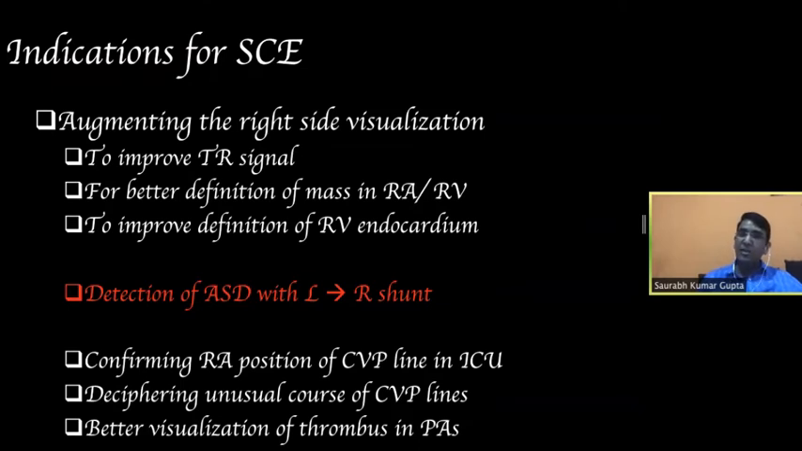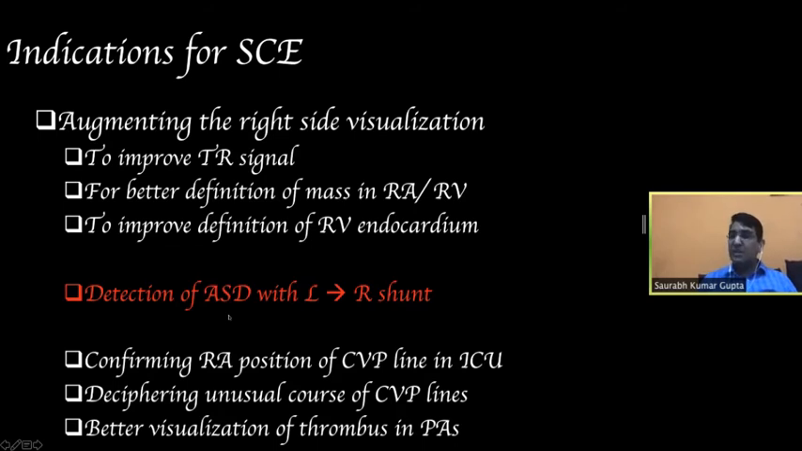Now, coming to the indications of saline contrast echocardiography. These are some of the standard indications: augmenting the right side visualization, to improve the TR signal, for better delineation of the RA or RV mass, and to improve definition of the RV endocardium. I'll not go into the details of this because I think that these are quite standard, and I'll go to the other parts of saline contrast echocardiography.